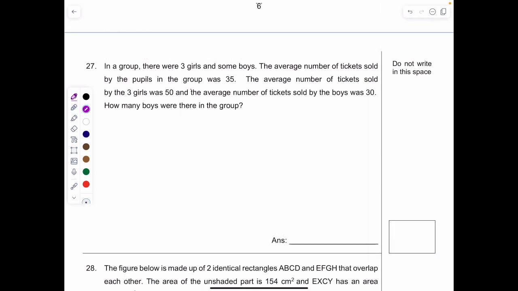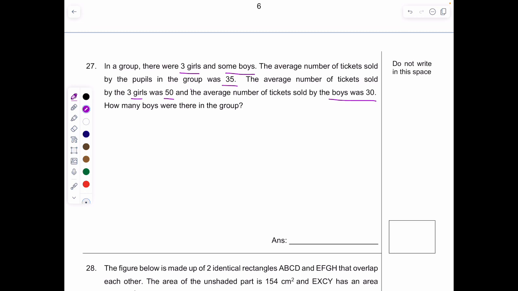Next, there are 3 girls and some boys. The average number of tickets sold by the pupils was 35. The average number of tickets sold by the 3 girls was 50. The average number of tickets sold by the boys was 30. How many boys were there in the group?